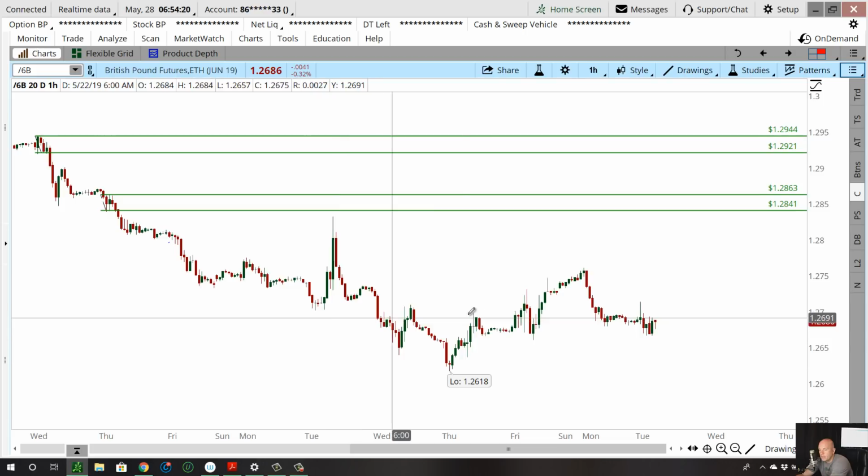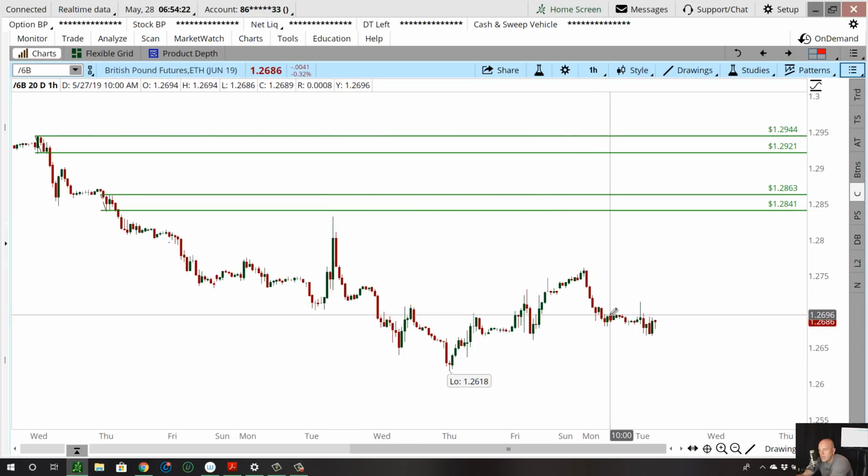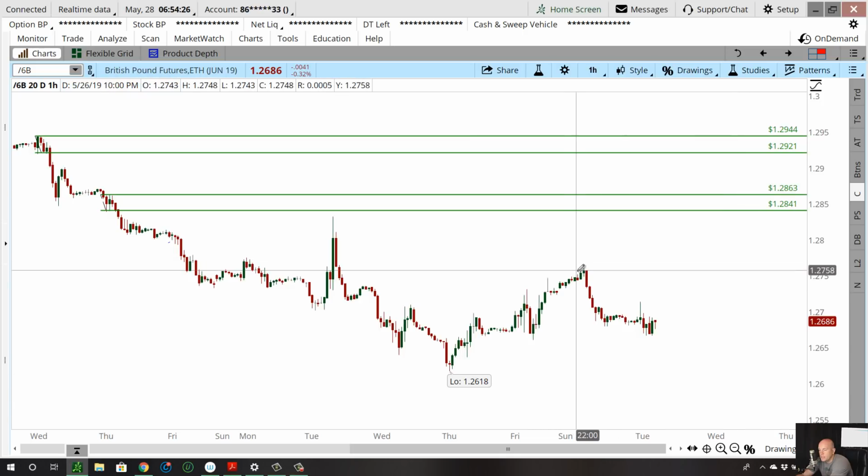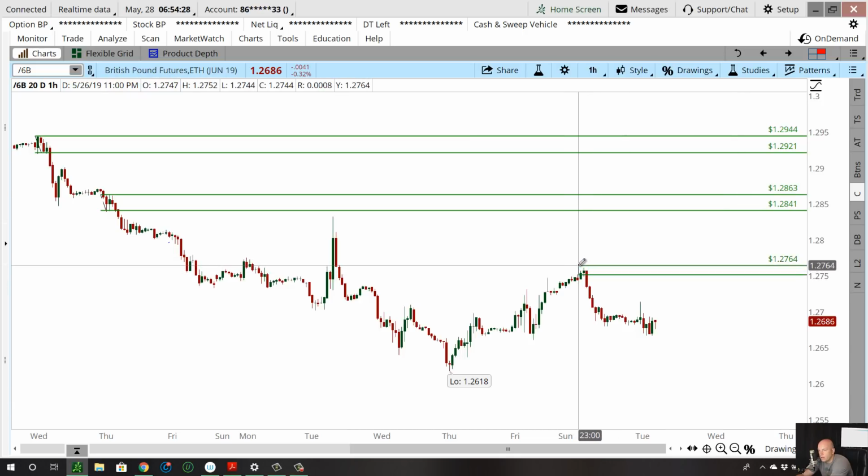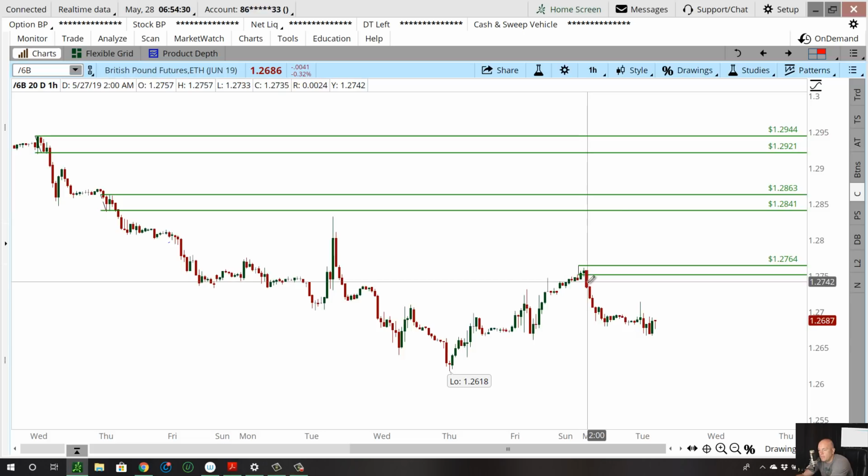And the British pound really is just kind of moving along sideways. Don't want to add anything to this. I guess we could theoretically use this area here. More than theoretically, we could use this area here for a potential reversal point if price comes back into that region.